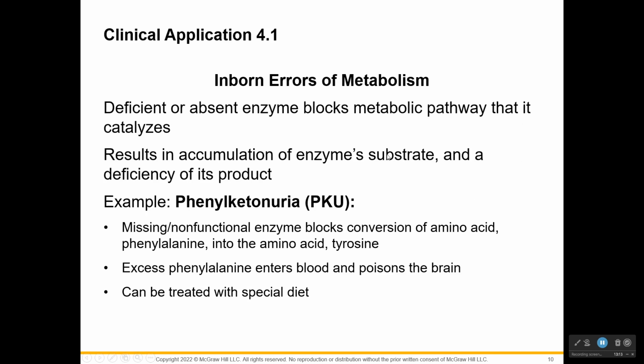And fun fact is PKU, or phenylketonuria, is due to a non-functioning or missing enzyme that blocks conversion of the amino acid phenylalanine into the amino acid tyrosine. And so you end up with excess phenylalanine, and that can poison the brain. So people with PKU have a special diet where they are not consuming as much of this amino acid.